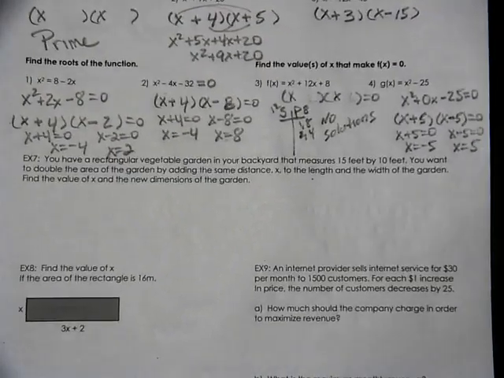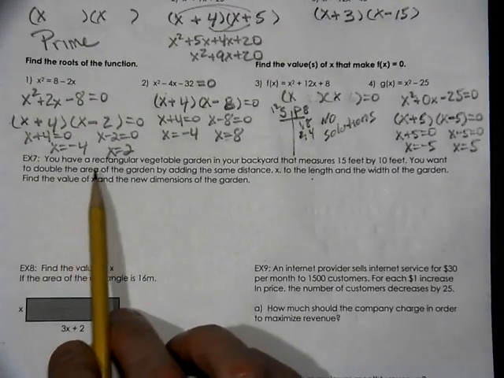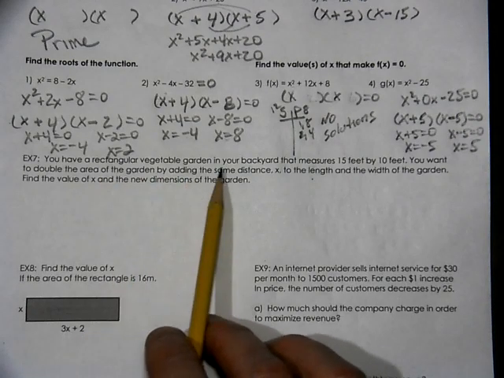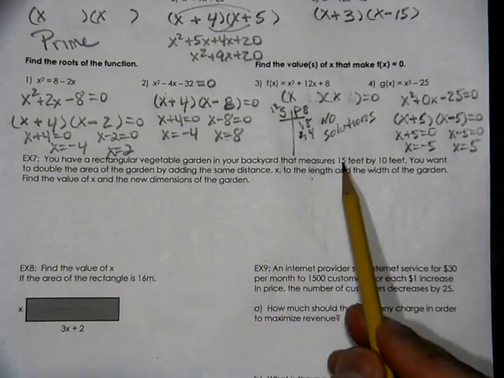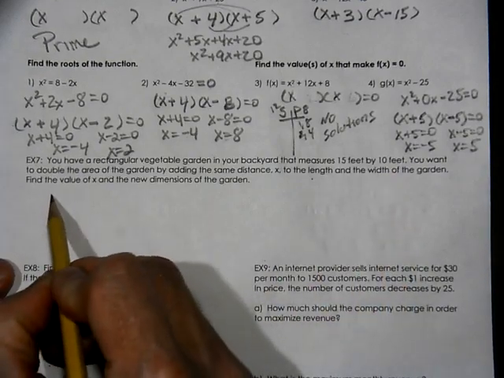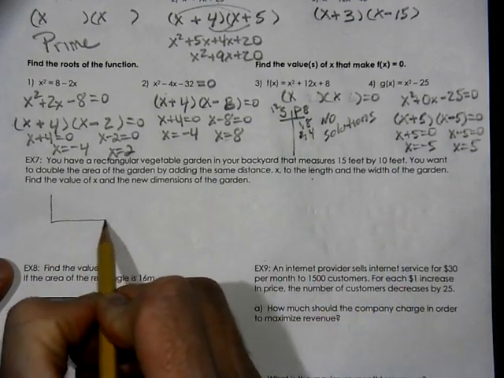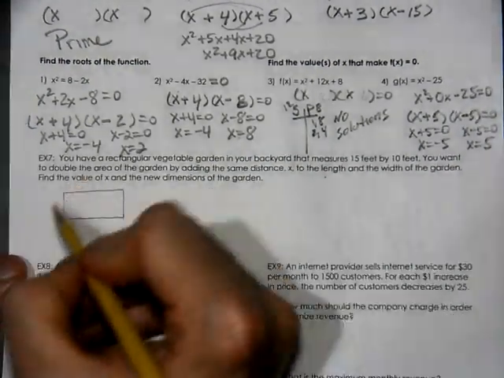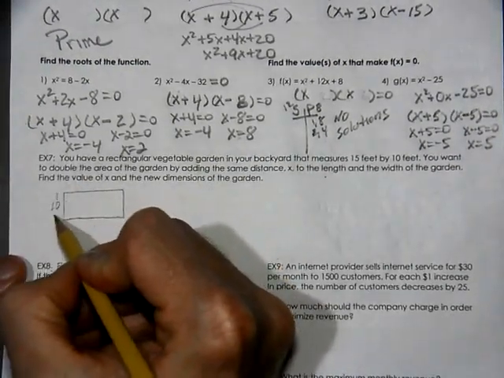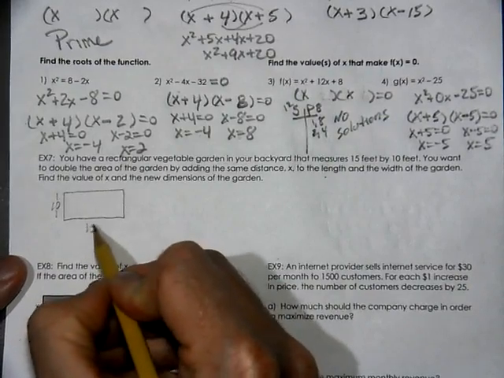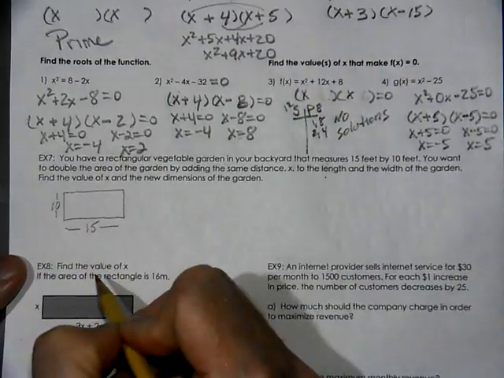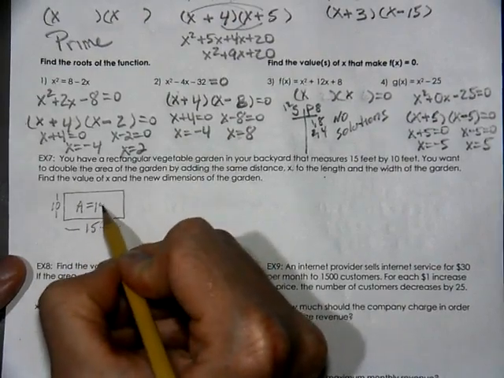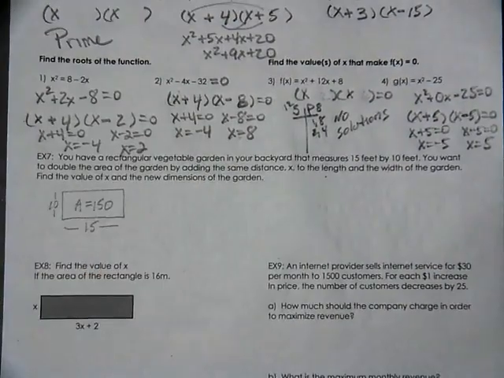Now we're going to look at a story problem. You have a rectangular vegetable garden in your backyard that measures 15 feet by 10 feet. So we have 10 feet going one way. We have 15 feet going the other. This area equals 150.